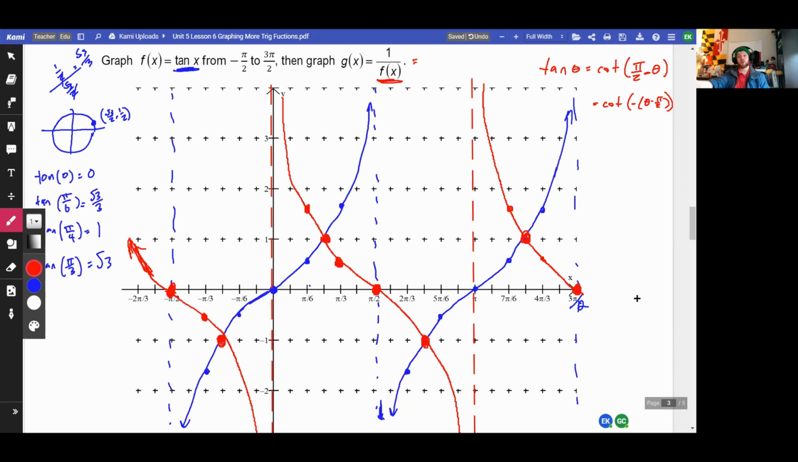Not based on, we could use this picture, to be honest. It's odd. So then the negative actually pops out. So cotangent is not just a shift. It's a shift of pi over 2 and a vertical reflection. If we shift the red graph to the right, pi over 2, and then reflect over the x-axis, we are on top of the blue graph.